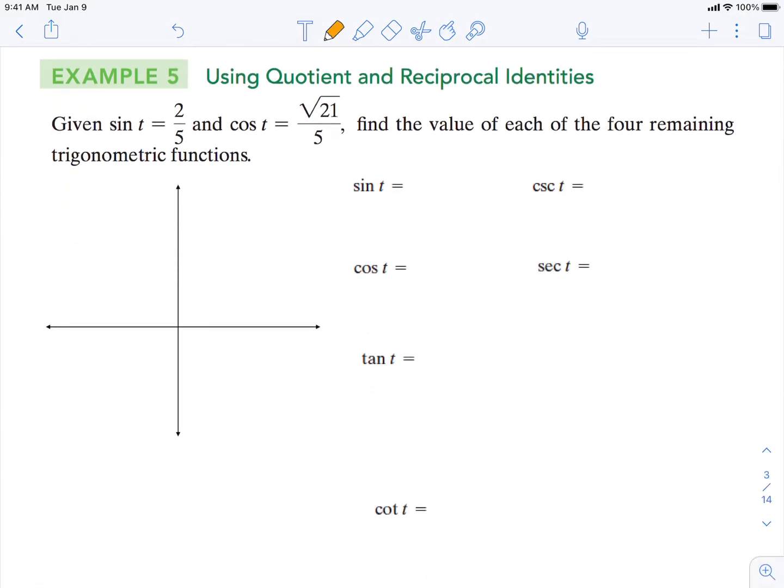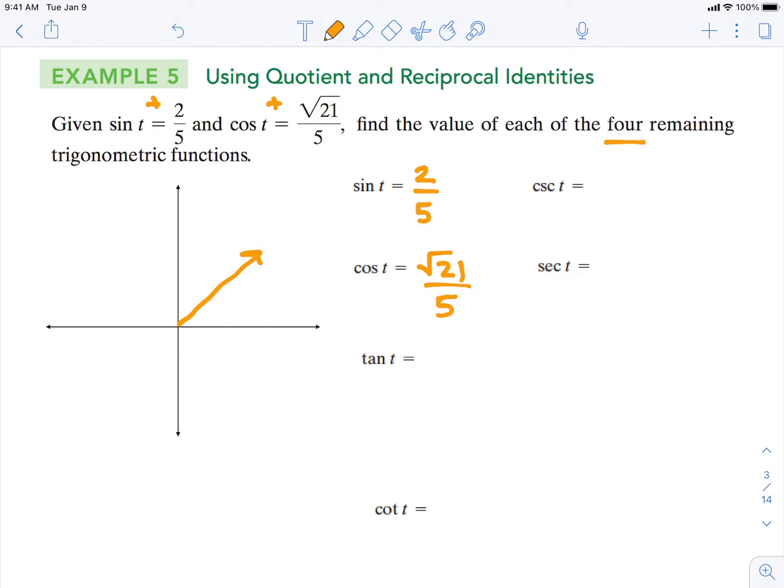So we're given the sine of t is 2/5, and the cosine of t is the square root of 21/5. So this angle is going to fall somewhere in quadrant 1 because the sine is positive and the cosine is positive. So I'm just going to write down below what I've been given. And I want to find the 4 remaining trig functions.